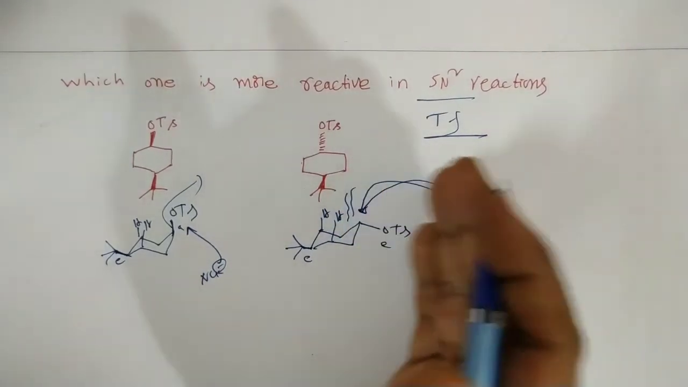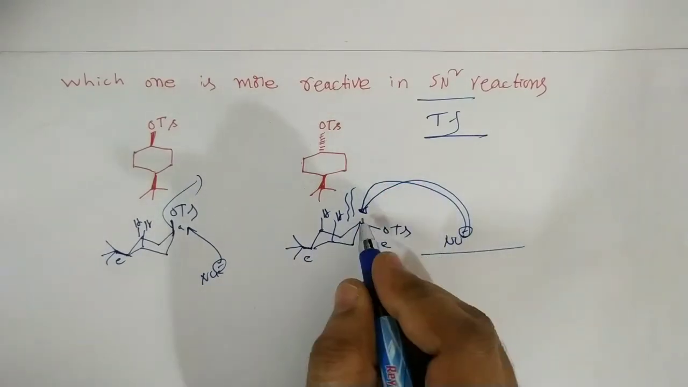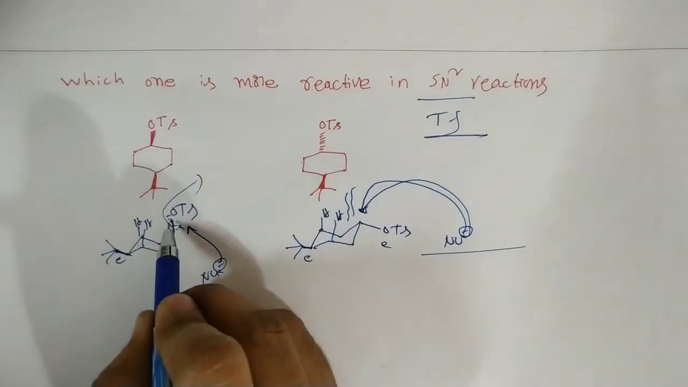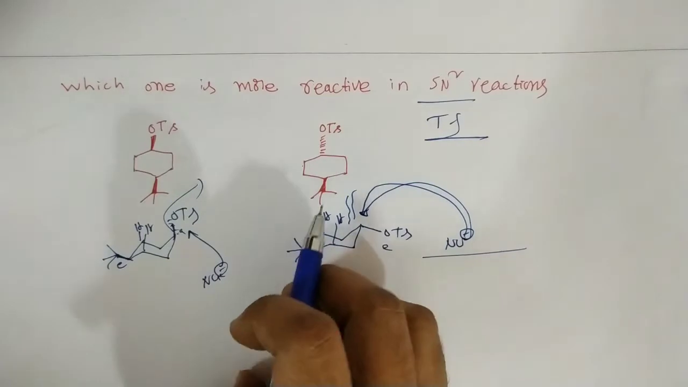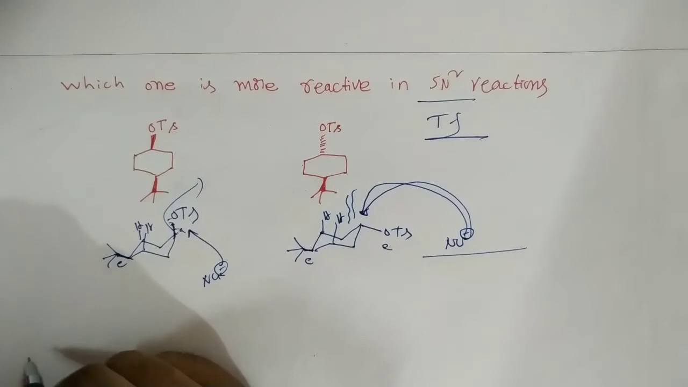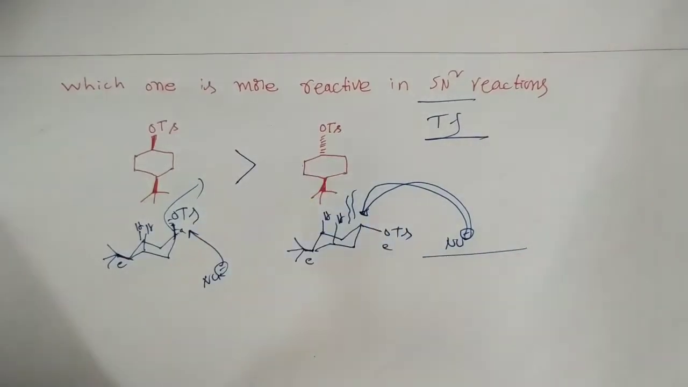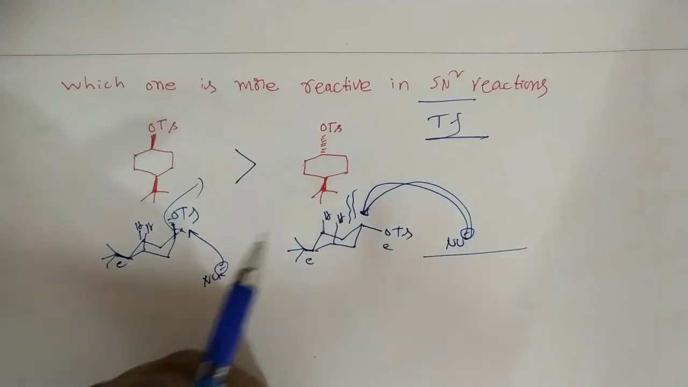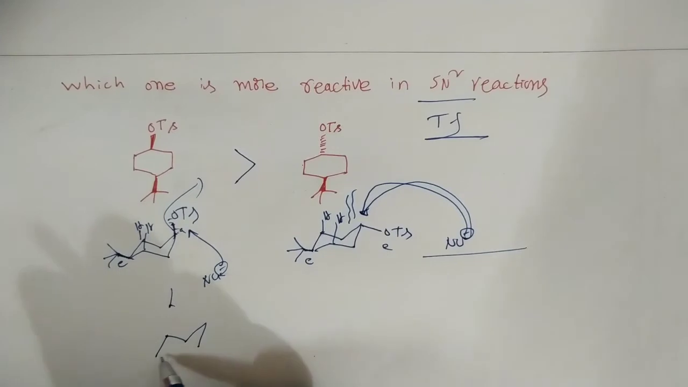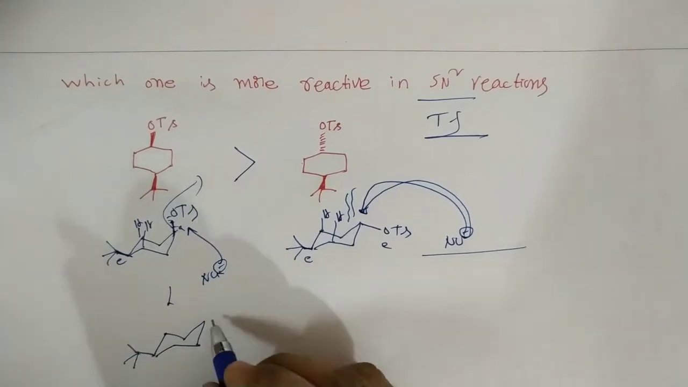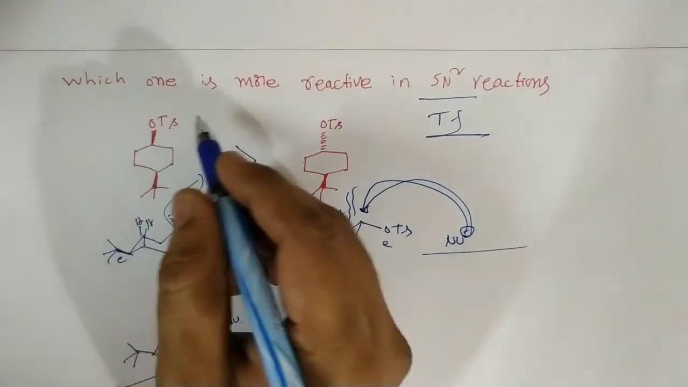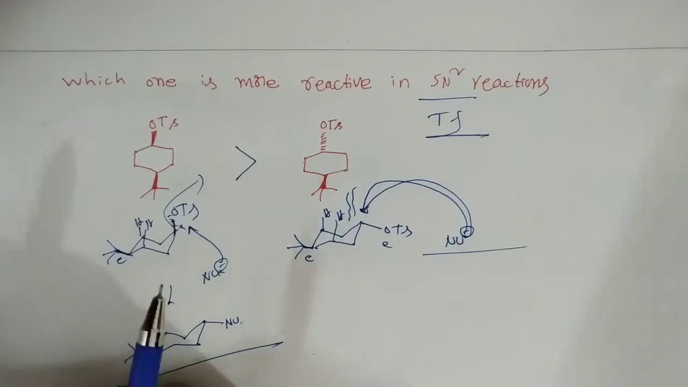The nucleophile faces more repulsions with these hydrogens. But in this case, the breaking takes place, that is the leaving group departs, so the repulsions decrease. That's why the nucleophile favorably attacks at this carbon. So this compound is more reactive towards SN2 type reactions, that means towards nucleophile attack. Of course, after nucleophile attack you will get the product like this. This nucleophile attacks from below the plane, so we'll get the trans isomer. That's it.